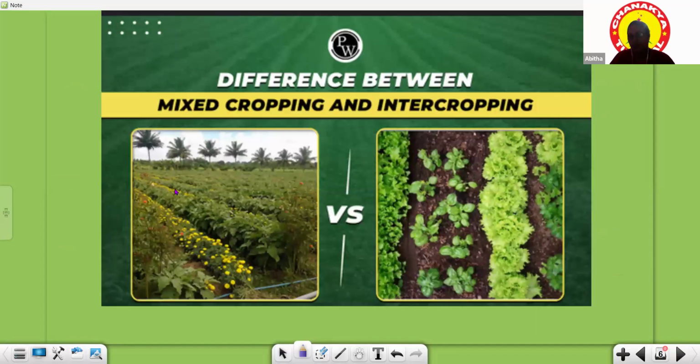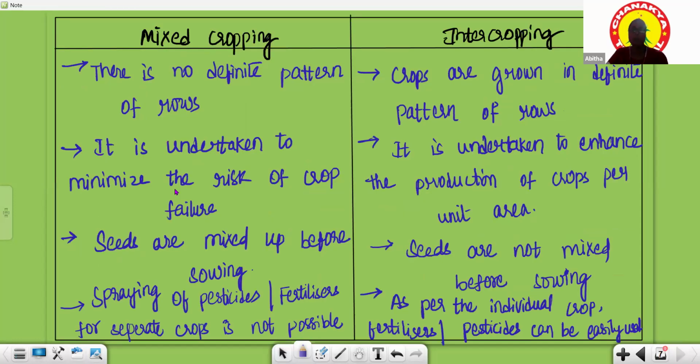At last, we have seen the differences between mixed cropping and intercropping. In mixed cropping, there is no definite pattern, but intercropping follows a definite pattern. In mixed cropping, we can minimize the risk of crop failure, whereas the main aim of intercropping is to produce a greater yield. The seeds are mixed up in mixed cropping, whereas they are not mixed before sowing in intercropping.